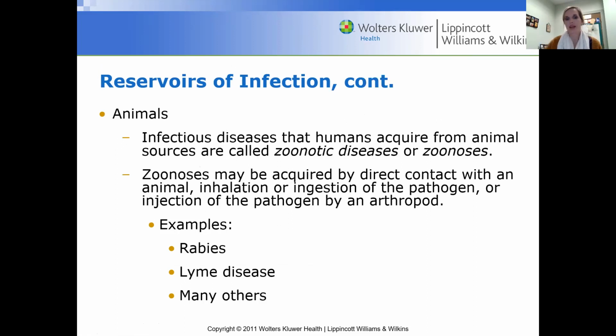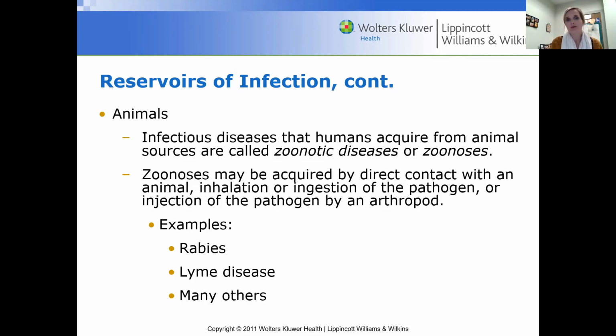All right, animals. Again, animals have the ability to be a reservoir too. And remember, when an infectious disease can be spread from an animal to a human, this is called a zoonotic disease, or sometimes referred to as a zoonoses. Zoonoses may be acquired by either direct contact with an animal. So perhaps it's something that you can get just by being with that animal. Sometimes it's a direct bite from that animal, or even an inhalation or ingestion of that pathogen.